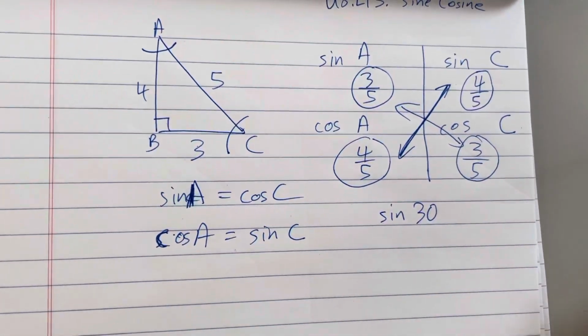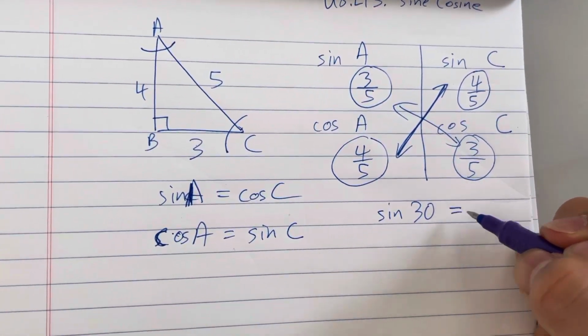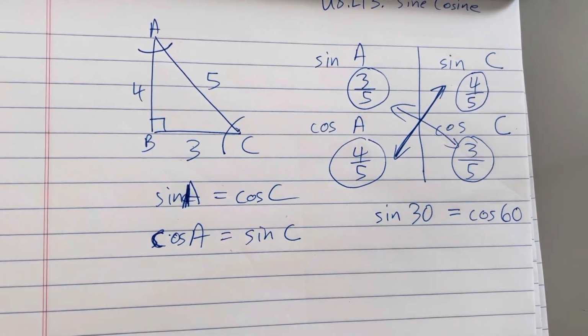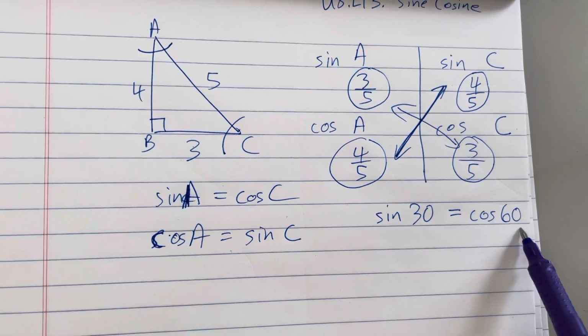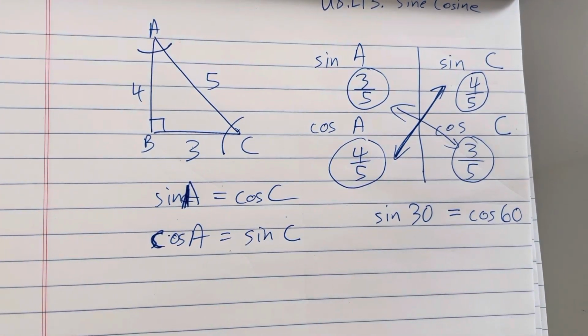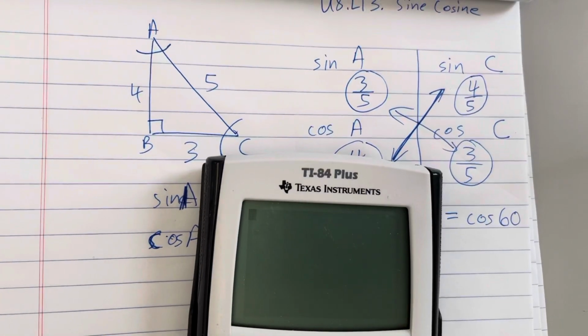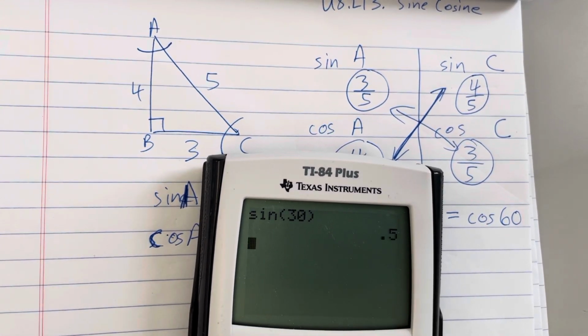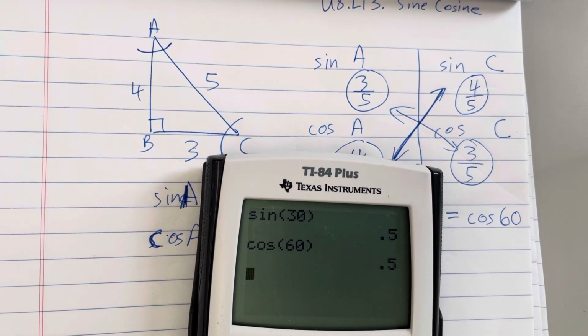So for example, if I ask you like, what's the value of sine 30? If you put sine 30 into your calculator, it's literally the same value as cosine 60, okay? Why is that? How do we know that? Because these two are complements of each other. And we could definitely take a look at our calculator to see. So if I put sine 30, it's 1/2, and if I put cosine 60, also 1/2. So guess what? They are equal to each other.